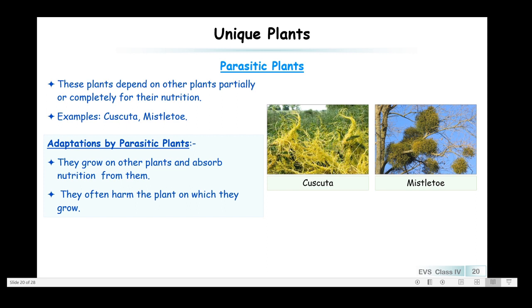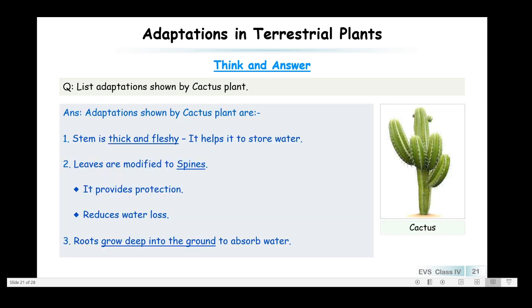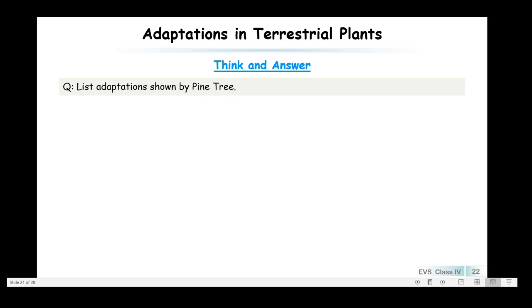So with this we come to the end of this topic, and let us take up some questions now. Now list adaptations shown by cactus plant. When we talk about cactus plant, we should know that they grow in deserts and the adaptations that are shown by desert plants. So, if we talk about stem, it is thick and fleshy and stores water. Then we have leaves reduced to spines for protection and to reduce the water loss. And then we talk about roots, they grow deep into the ground to absorb water.